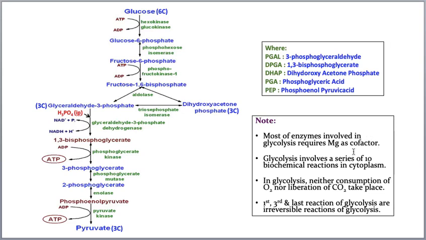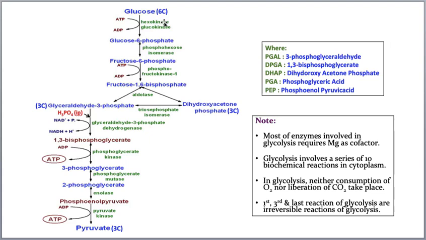Understanding it? Glycolysis involves 10 steps. If you want, I'll count also. This is step 1, this is step 2, step 3, step 4, step 5, step 6, 7, 8, 9, and again a reconversion of dihydroxyacetone phosphate to glyceraldehyde 3-phosphate, and this is the 10th step, and again it undergoes. So totally how many steps are there? 10 steps.